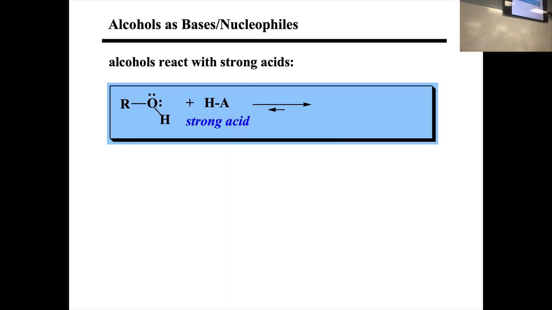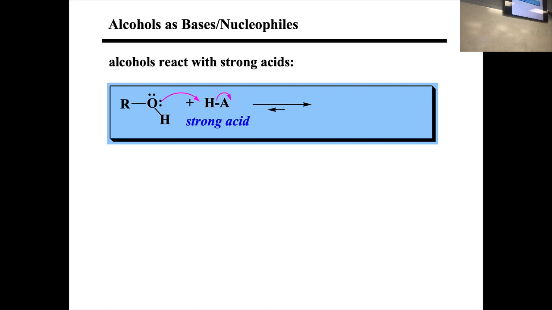Other reactions that alcohols will undergo is they will react with strong acids, just like water will. You all learned in Gen Chem that if you take a strong acid and you place it into water, it completely dissociates. Guess what? You take a strong acid and you place it into an alcohol, it will dissociate. Because again, alcohol is nothing more than an organic version of water. It may not dissociate to the same extent, I'm not suggesting that, but it will dissociate and it will react with the alcohol.